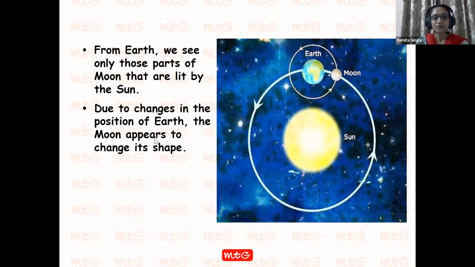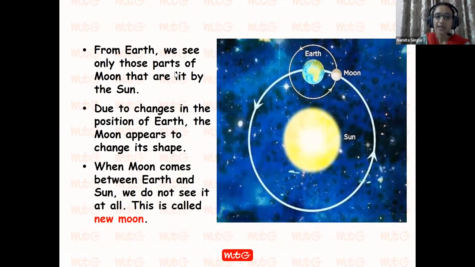From the Earth, we see only that part of the moon which is lit by the sun. See, students, we always see the different phases of the moon in the sky. Sometimes it's a crescent shape, half moon shape, full moon, and new moon. And it seems to us like the moon is decreasing in size or increasing in size. But actually that is not so. The moon's size remains the same. Its size doesn't increase or decrease. There is always a complete moon in the sky.